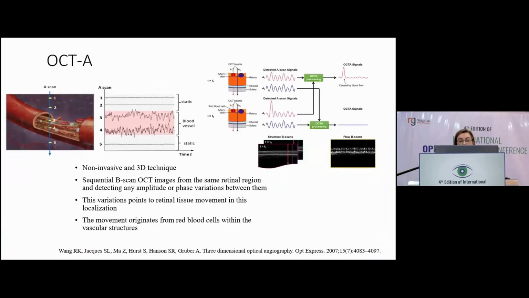OCTA is a non-invasive, 3D imaging technique and operates by capturing fractional B-scan OCT images from the same retinal region and detecting any amplitude or phase variation between them. This variation points to retinal tissue movement in this localization, and the movement originates from the red blood cells within the vascular structures.